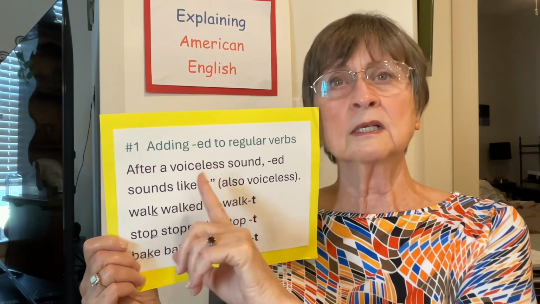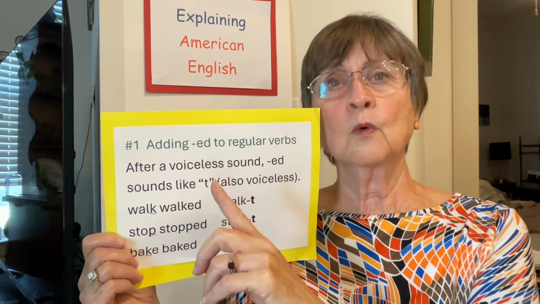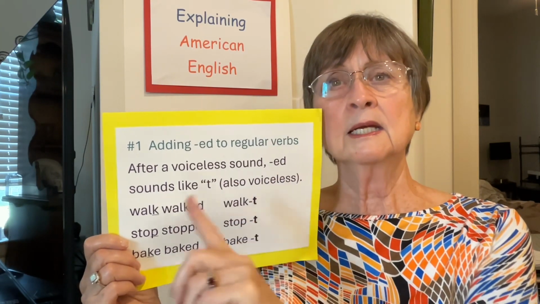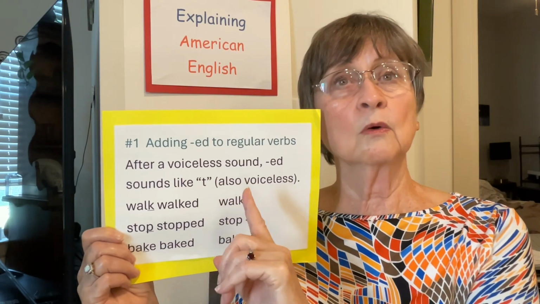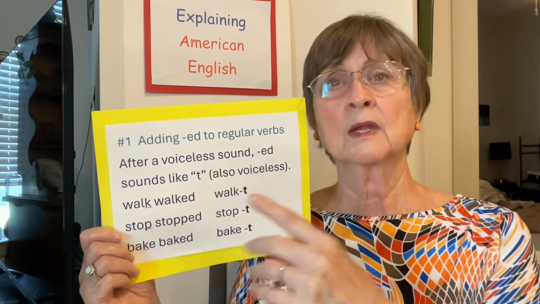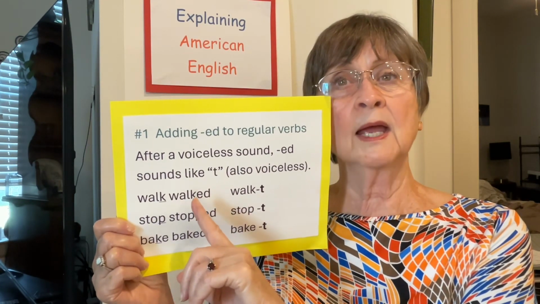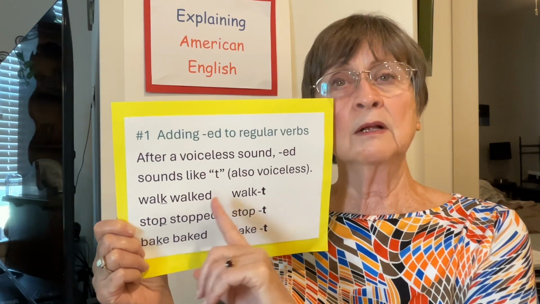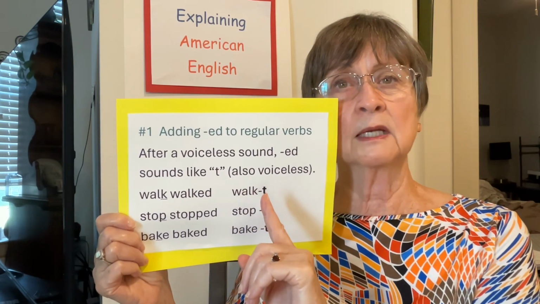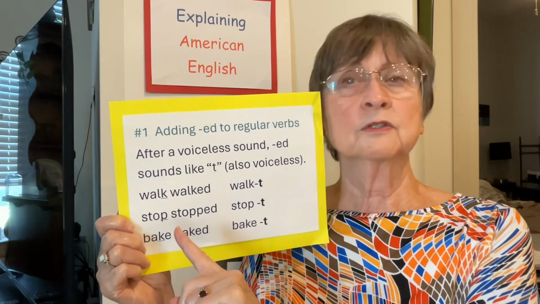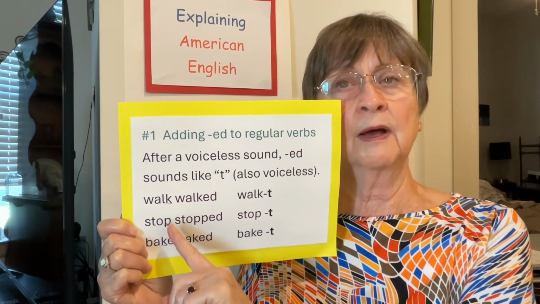After a voiceless sound, that means one that does not vibrate, after a voiceless sound, ed sounds like t. The letter T is also voiceless. It does not vibrate. For instance, walk, going to the past, we add ed, but we pronounce it walked. K doesn't vibrate, so we say T. We don't say walk-ed. Stop, the P doesn't vibrate.